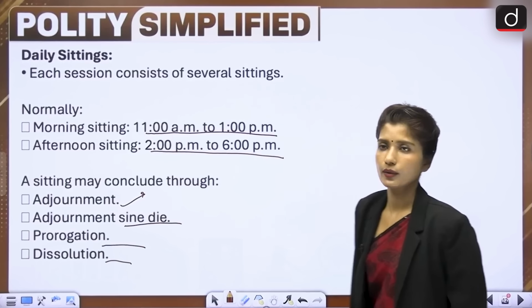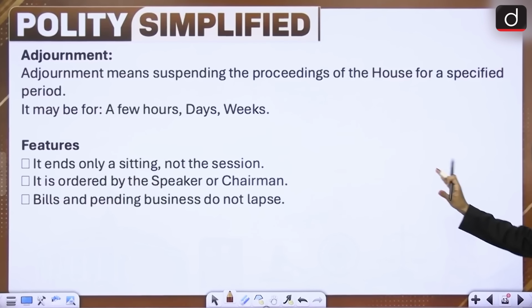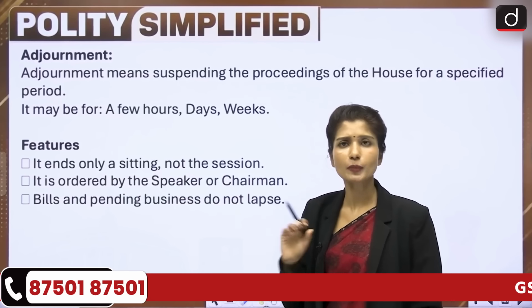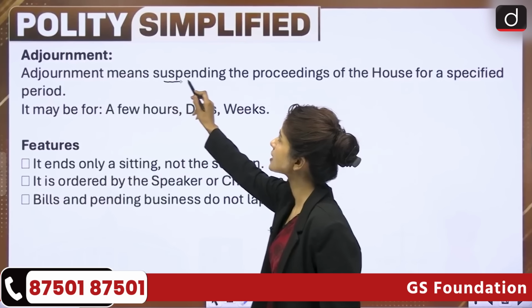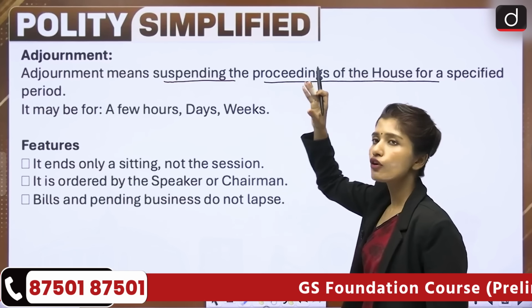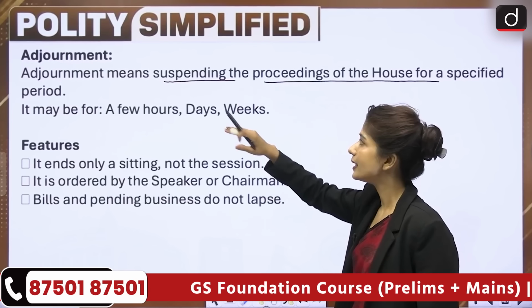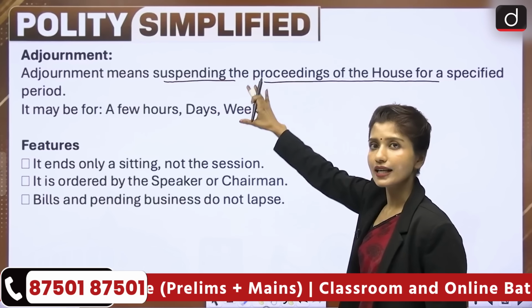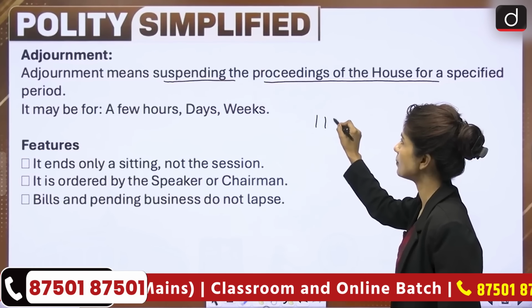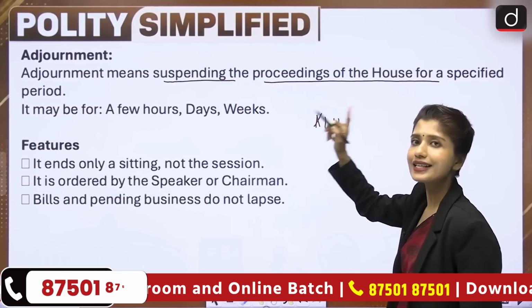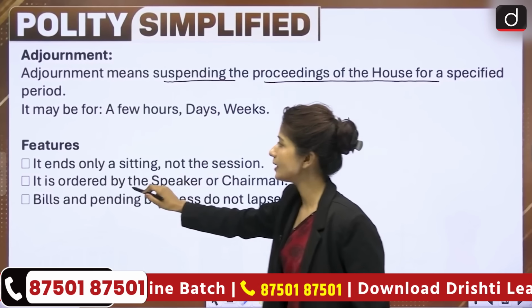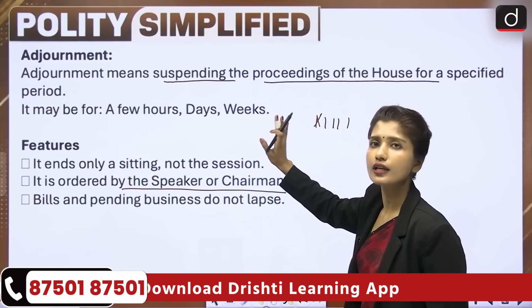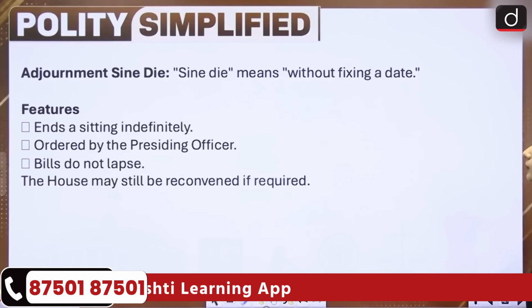Let's understand them one by one. Once a sitting has started, it can be concluded by adjournment. Now you must have heard the phrase, the meeting is adjourned. What does that mean? The meeting is suspended. Just like that, adjournment means suspending the proceedings of the house for a specified period. It could be hours, days or weeks, but the period is specified and it only ends the sitting. We saw that in every session there can be several sittings, so it only ends one sitting, not the entire session. Second, it is ordered by the speaker or chairman, and whatever bills and pending business were there do not lapse, they stay.